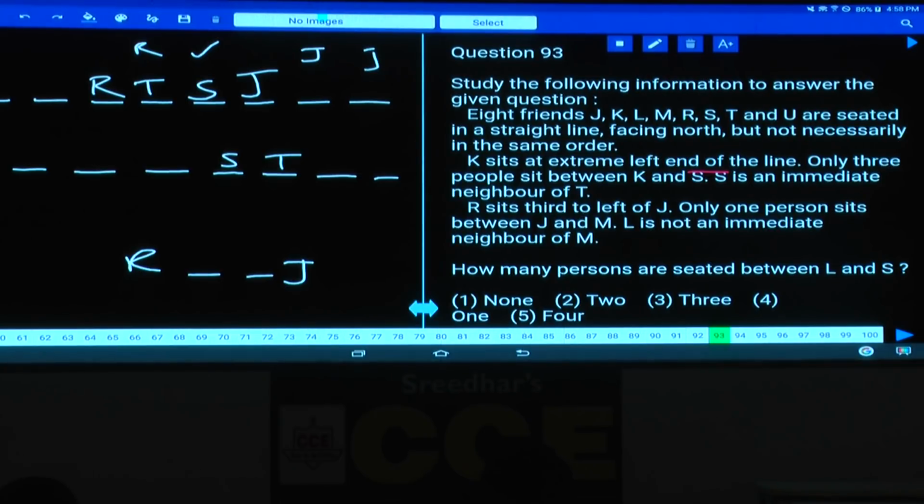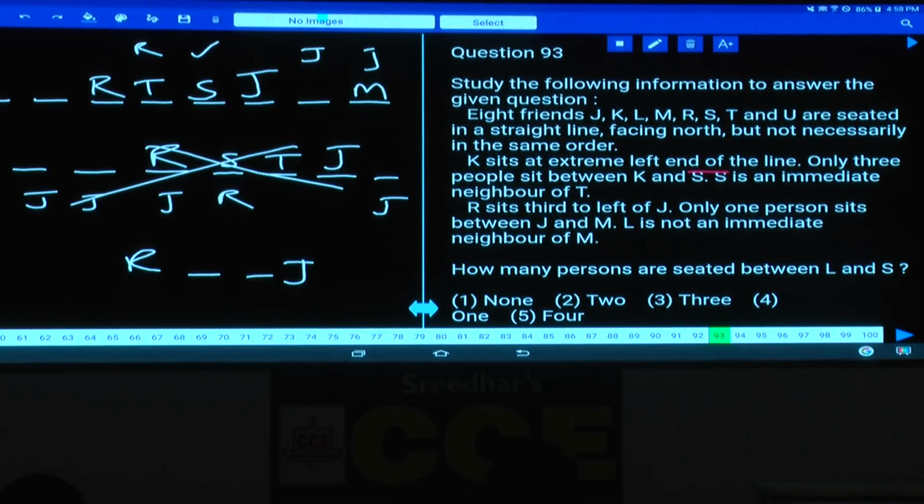Again, coming to this one, can J be here? J cannot be here. And if J is here, then R must be here, which is not possible. What is the only possibility? J is here and R is here, and R sits third to the left of J. Only one person sits between J and M. One person between J and M, here M is here. In this case, there is no possibility for this M.